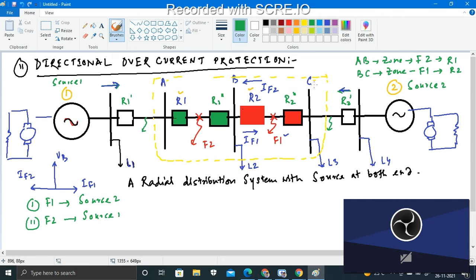Since from this equation we are considering fault F1, RA and RB, the relay R1 will sense the fault F1 only. RB is in the downstream of the fault F1, and R2 will sense the fault F2 only. F1 is the downstream fault of R1, and this is the upstream fault of RB and RC.